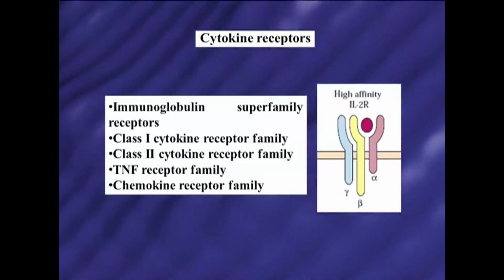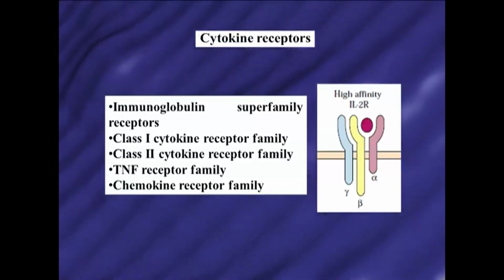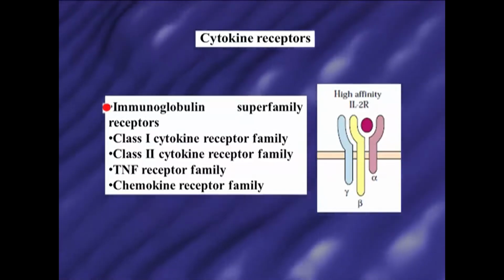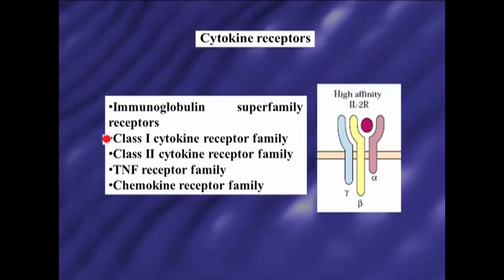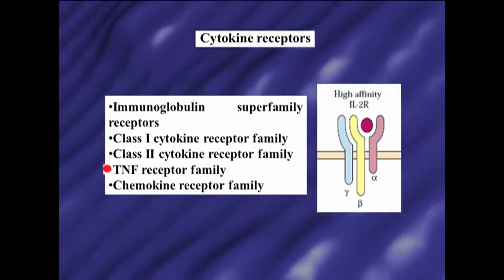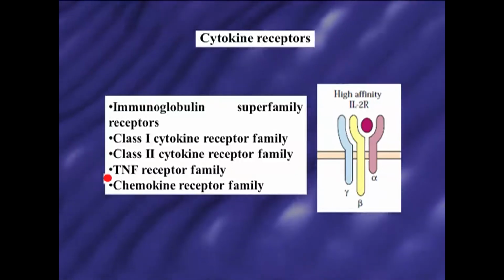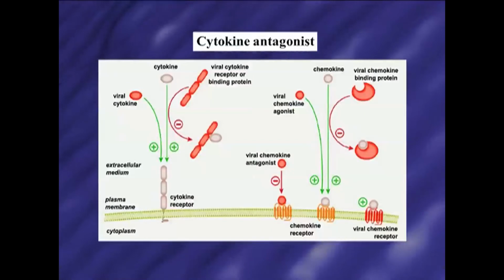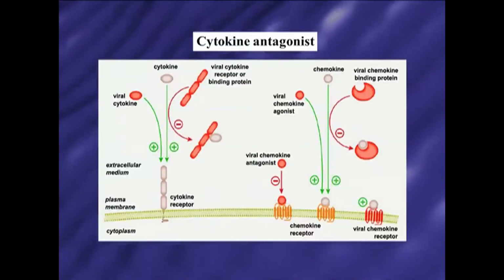Now cytokine receptors are very important since cytokines mediate their action by binding to the specific receptor, and all the cytokine receptors can be divided into 5 different groups: immunoglobulin superfamily receptor, class 1 cytokine receptor family or hematopoietin receptor family, class 2 cytokine receptor family or interferon receptor family, TNF receptor family, that is tumor necrosis factor receptor family, and chemokine receptor family.